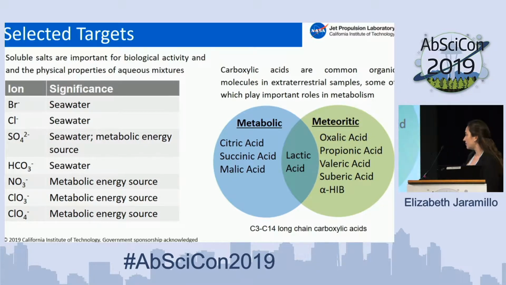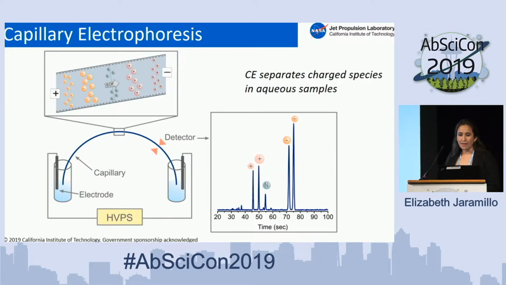We're also interested in some monocarboxylic acids that are longer chain lengths that are derived from lipids and could be potential components of cell walls. So the technique we're using, CE, is ideal for this sort of analysis because it inherently separates charged species in an aqueous solution, which is exactly what we're looking for.